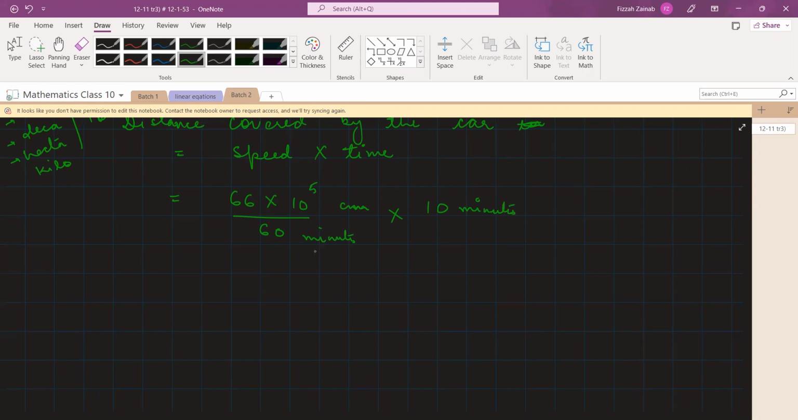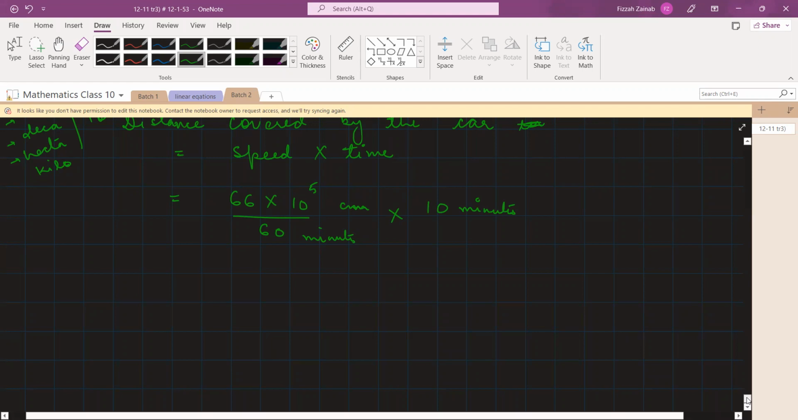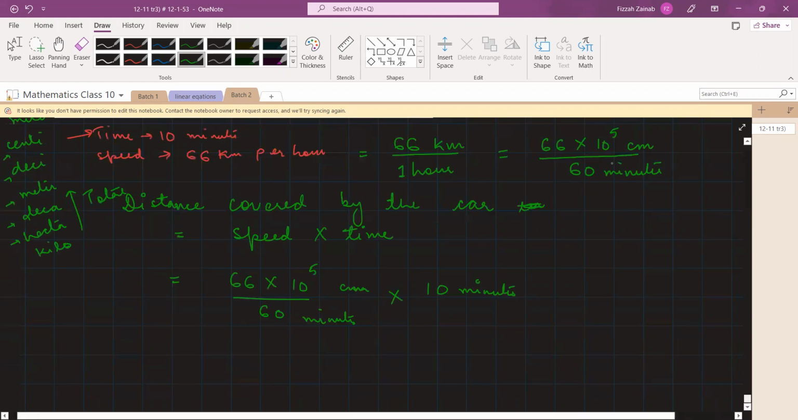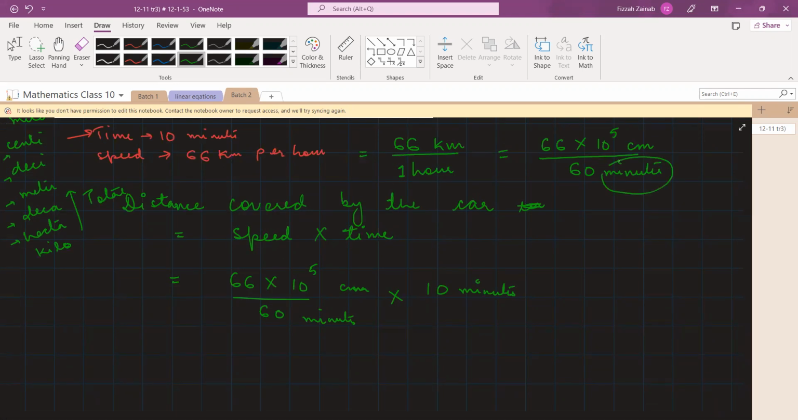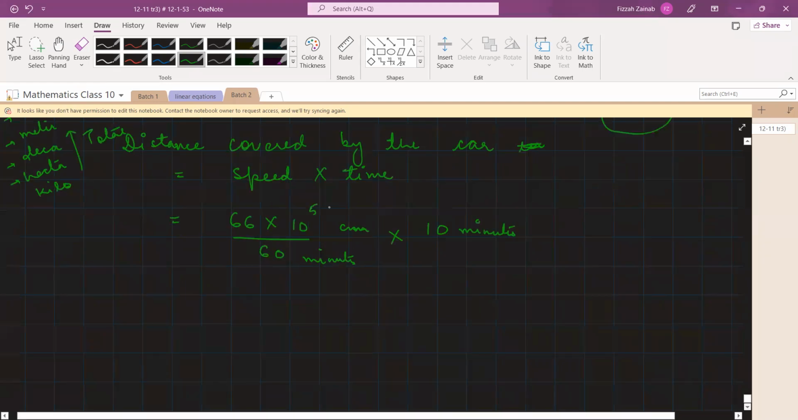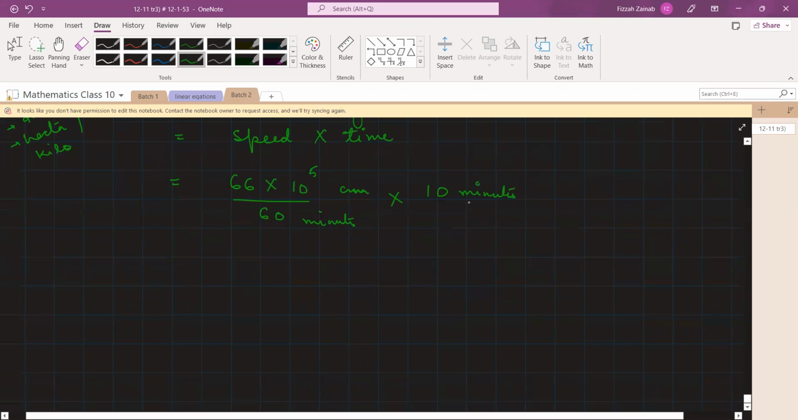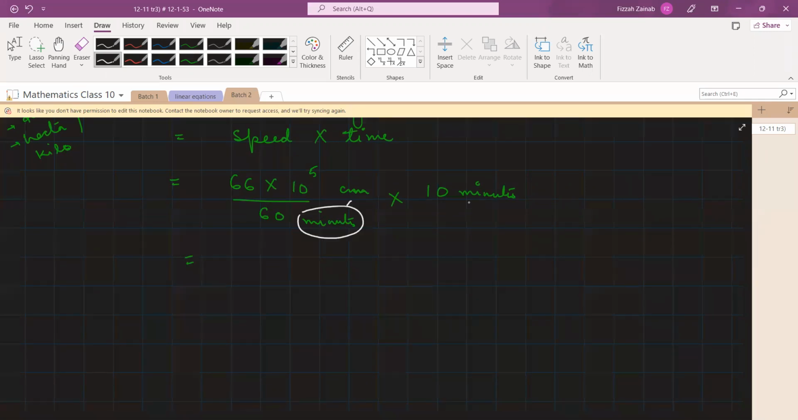See why I'm not converting this. Now you can ask one question: why am I leaving this in minutes? I can convert it into seconds also, right? I'm leaving this in minutes because in the question the time is given in minutes, so I have to keep the unit same. Now if you consider it as a unit, you can see the minute actually cancels out, right? And the answer is going to be in centimeter, which it should be because it's the distance you are finding, right, Rida?